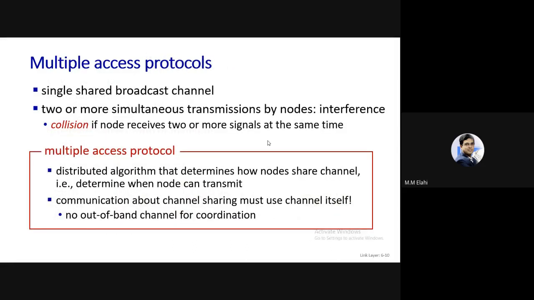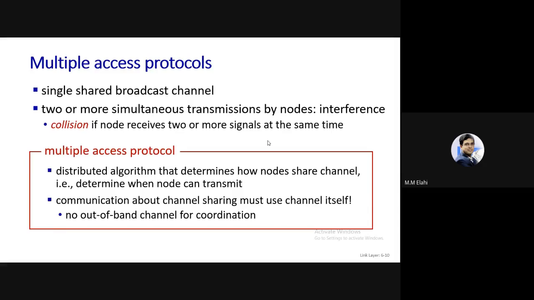Okay, now multiple access protocols. So the protocols we use in this case we call multiple access protocols. The channel is normally a single shared broadcast channel, and since it is a single broadcast channel, if more than one user talks at the same time, we call it a collision. That is because of noise, because of interference. And in that case, both signals are lost if two or more nodes send at the same time. So that is what we call collision.